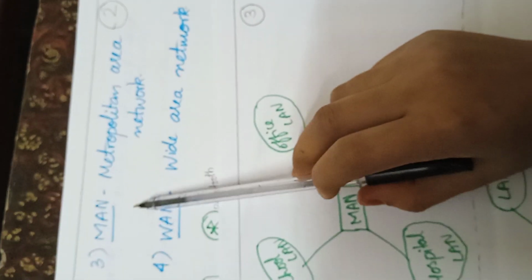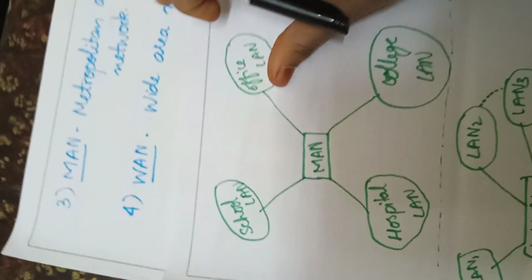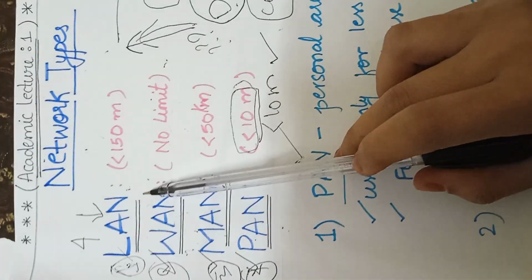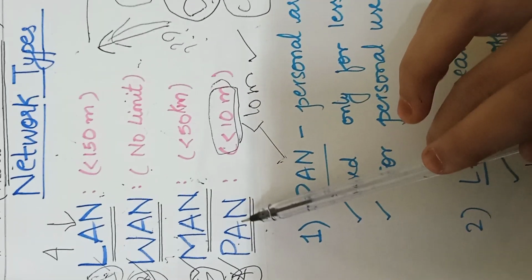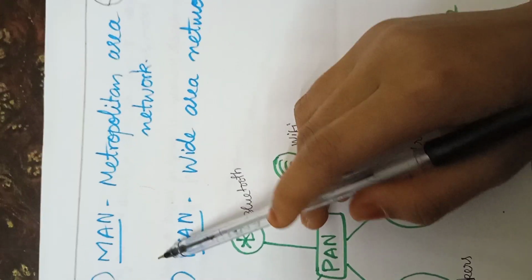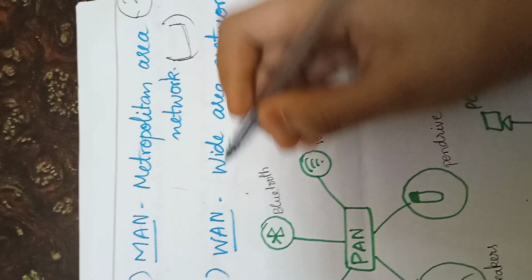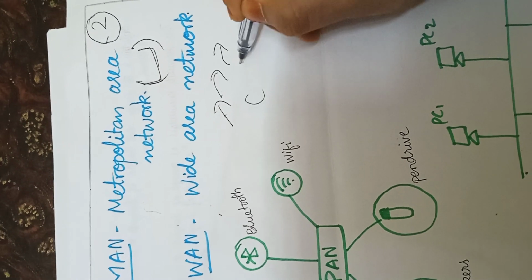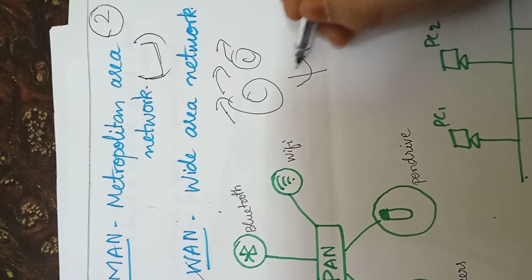You can find the acronyms here: MAN is Metropolitan Area Network, and WAN is Wide Area Network. As you have seen, there is the local area network limit, wide area network limit, metropolitan area network limit, and PAN limit. A metropolitan area is within cities. A wide area network lets you connect around the world, country to country, so you can connect a computer from one country to another.